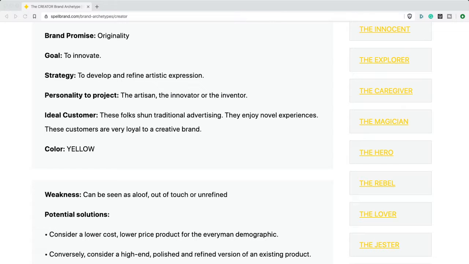For the creator, the brand promise should be originality. So when we say the brand promise, it's nothing but what we promise to deliver to the audience. And this could be through our services, through our products, but also through general messaging. So originality is the name of the game for the creator brand archetype. And the goal is to innovate.